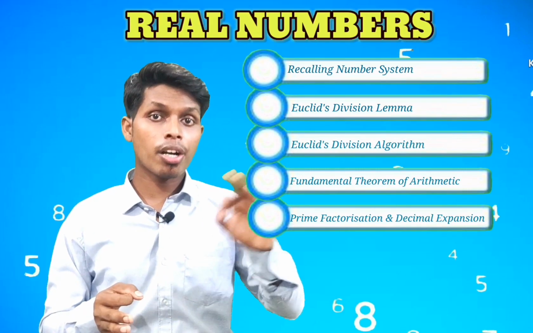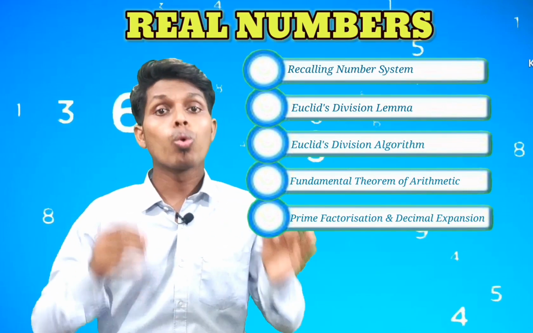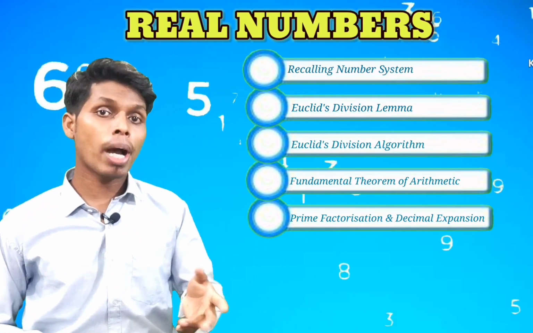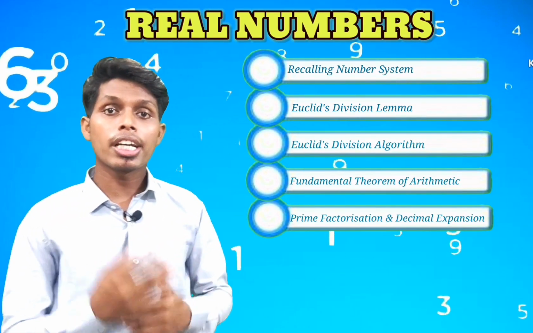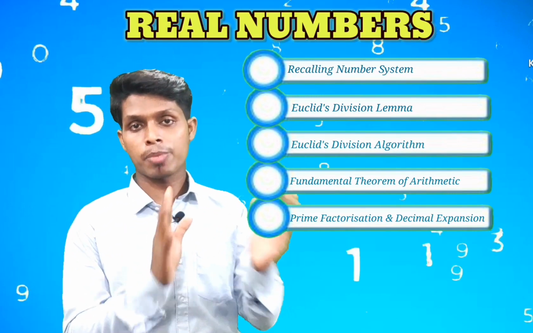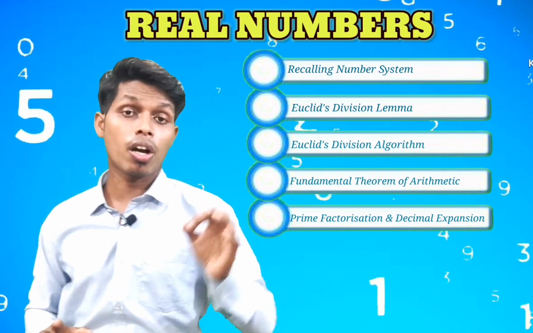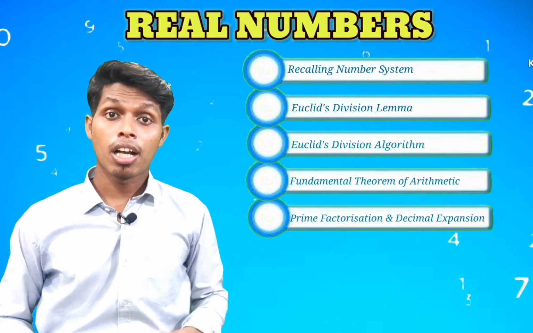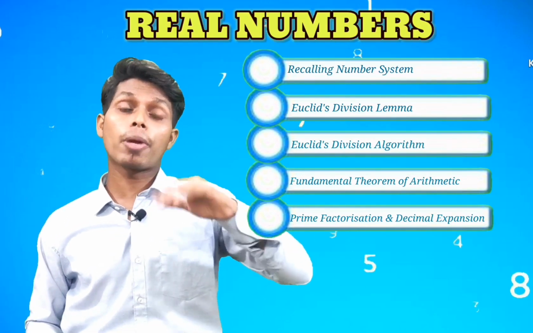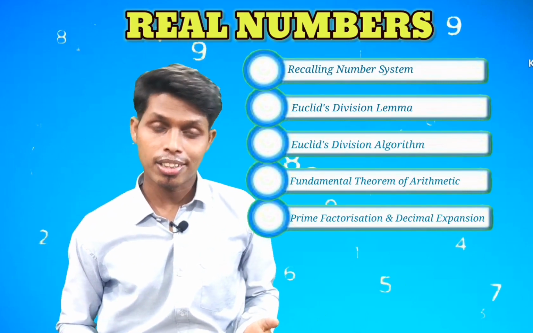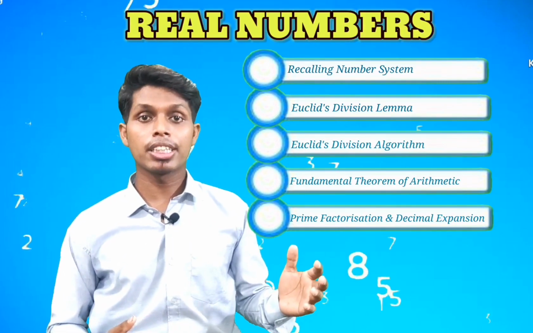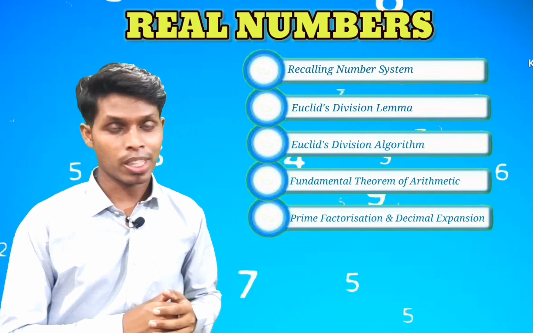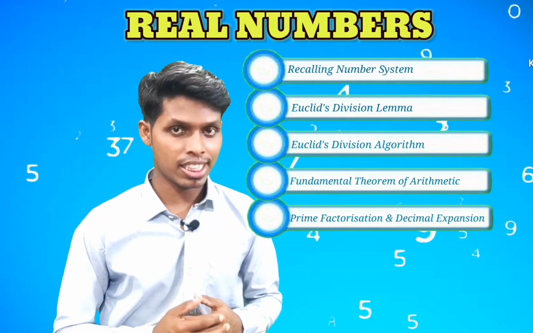Terminating or non-terminating repeating decimal, without actually dividing. Without dividing, by using prime factorization we can determine whether the decimal expansion of the fraction will be terminating or non-terminating repeating. And if it is terminating, how to find out after how many places it will terminate? We can also determine this by simple use of prime factorization. So this is going to be very much interesting.